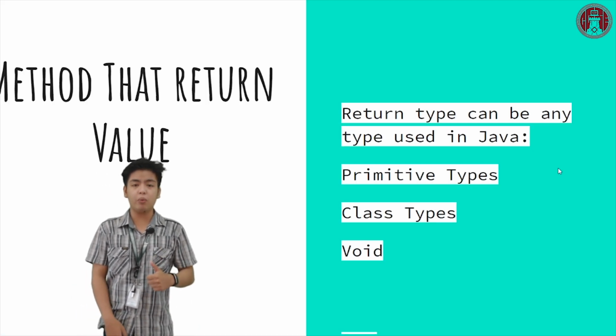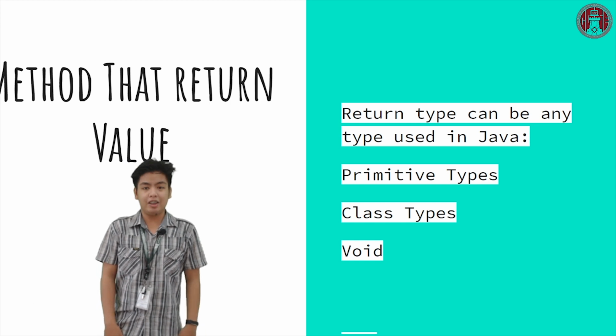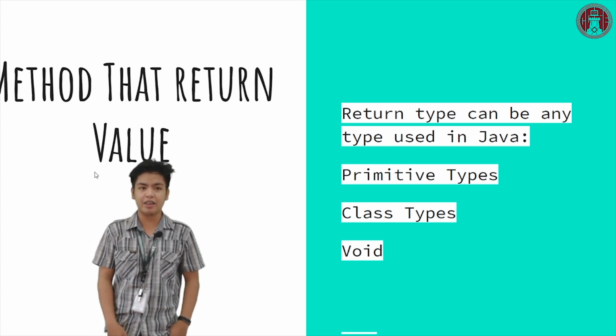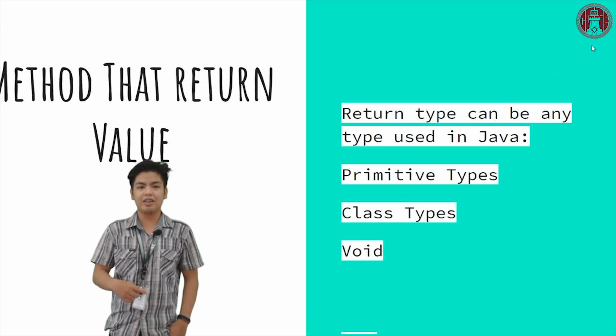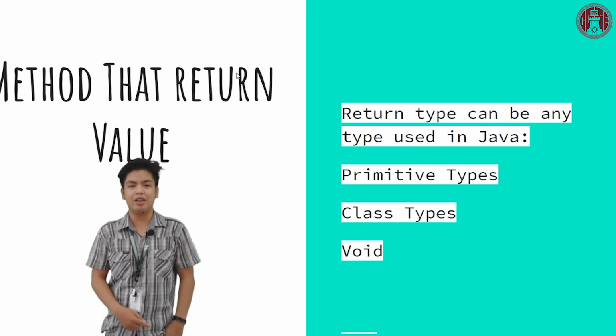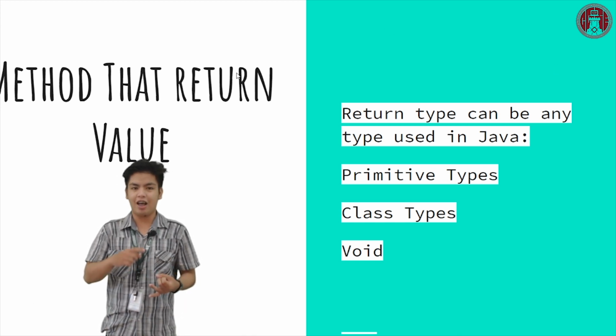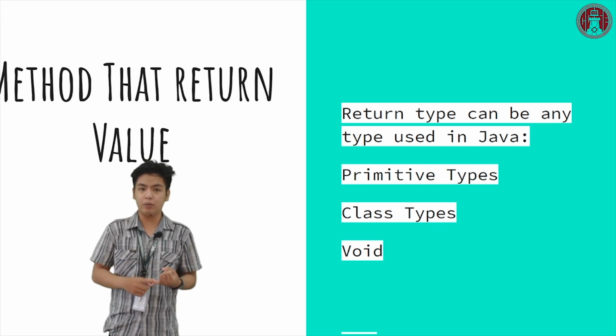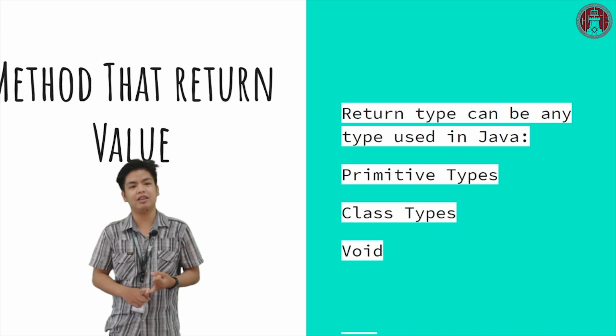A method always requires a return type. This return type can be any type used in Java. We have three return types that we can use. First, primitive types. These are data types that are normally used in Java: integer, long, short, byte, double, float, character, and strings.